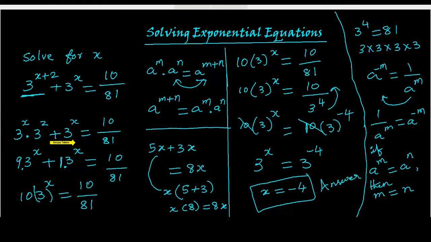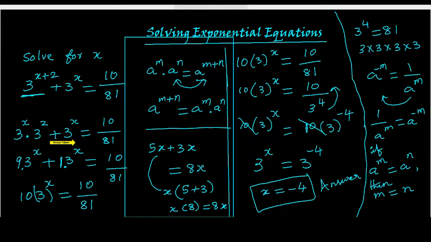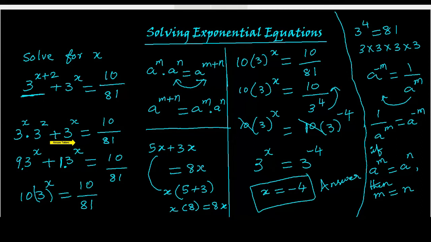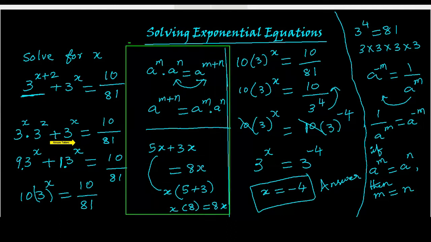So these are the properties we have used. I'll use a different color. And these are the steps. Fine. Now it is possible to check whether our answer is correct. x equal to negative 4. Let's do the checking part.